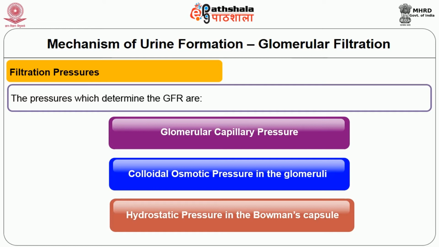The next is colloidal osmotic pressure, which is the pressure exerted by the plasma proteins in the glomeruli. It is about 25 millimeters of mercury and opposes glomerular filtration. The third important pressure is the hydrostatic pressure. This is the pressure exerted by the filtrate in the Bowman's capsule during filtration, and it is about 15 millimeters of mercury and opposes glomerular filtration.